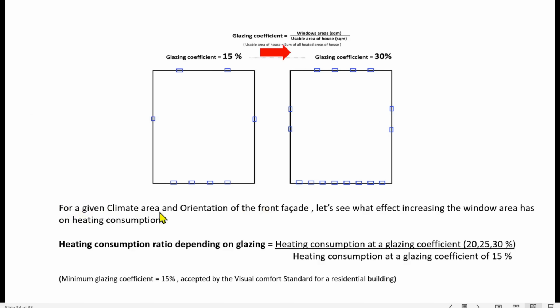For a given climate area and orientation of the front facade, let's see what the effect increasing the windows area has on heating consumptions. For that, we will measure a heating consumption ratio depending on glazing, which is the ratio between heating consumptions at a glazing coefficient of 20, 25, or 30% over heating consumption at a glazing coefficient of 15%. Minimum glazing coefficient is 15% accepted by the visual comfort standard for a residential building.